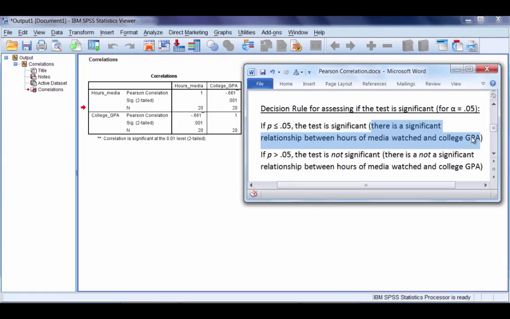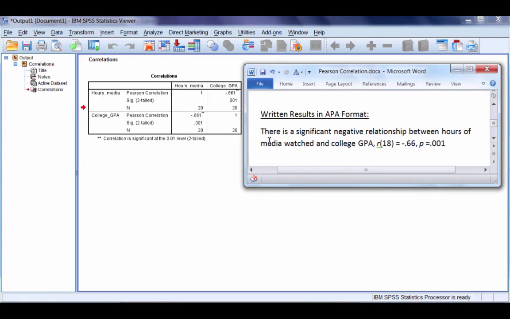Next, we'll write our results using APA format. We could write our results as follows. There's a significant negative relationship between hours of media watched and college GPA. And then we have r, which is for Pearson's r. We have 18 degrees of freedom. Now, the degrees of freedom, interestingly, are not reported in this table here. Instead, we just get an N. But the degrees of freedom for Pearson's r are equal to the total number of people in your study, or your sample size, minus 2. So N minus 2. Well, if we have 20 people, N minus 2, or 20 minus 2, is 18. So that's where I got this here.